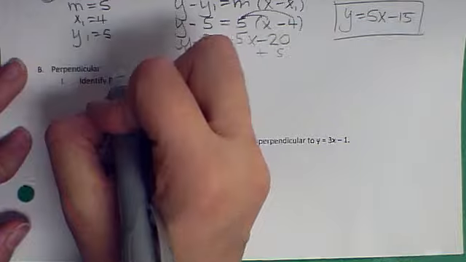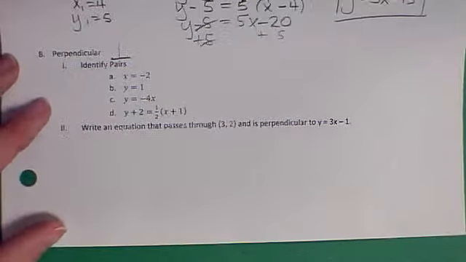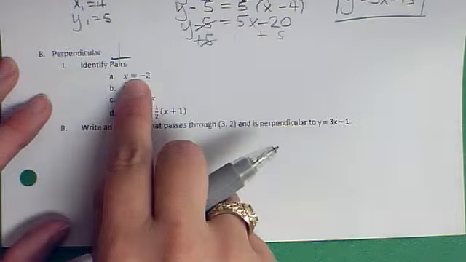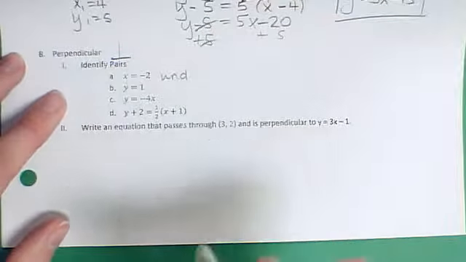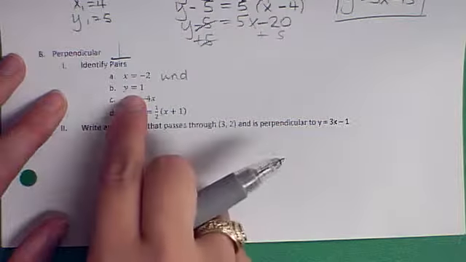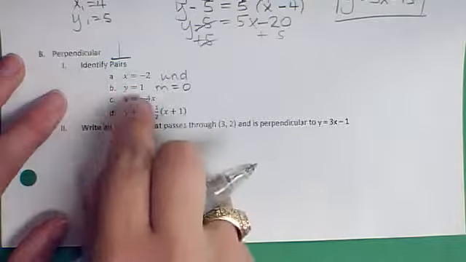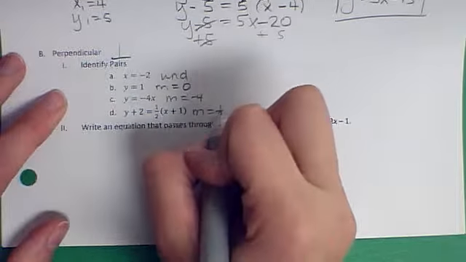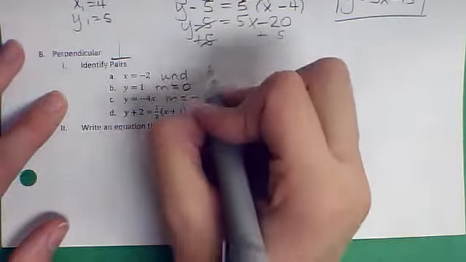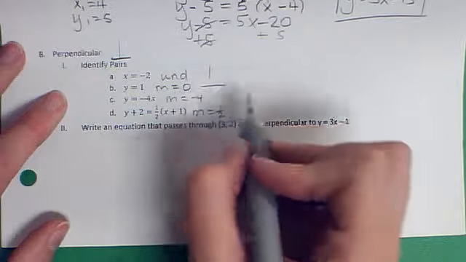The last thing we want to look at is perpendicular. The sign for that is this upside down T, which makes two 90-degree angles. If I want to identify my pairs, the first one, part A, is an x equals line. Remember that an x equals line is undefined. Okay, that's its slope. A y equals line, the slope equals 0. This one, the slope would be negative 4, and the last one, the slope would be 1/2. Remember, an undefined line is up and down vertically. A horizontal line, or a slope equals 0, is horizontal.